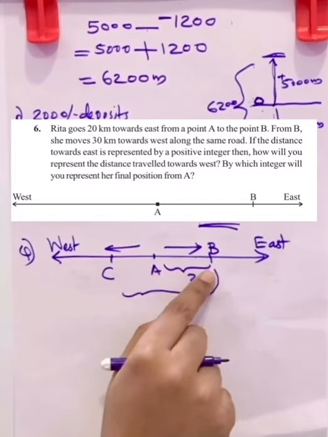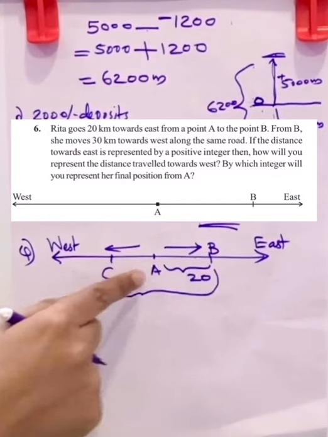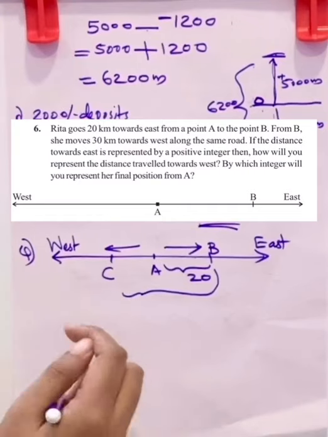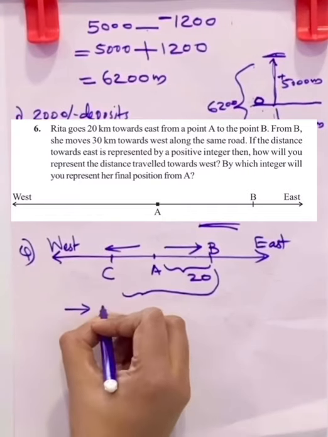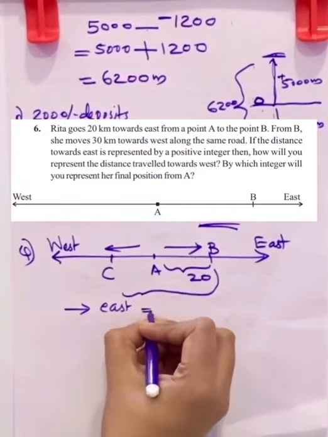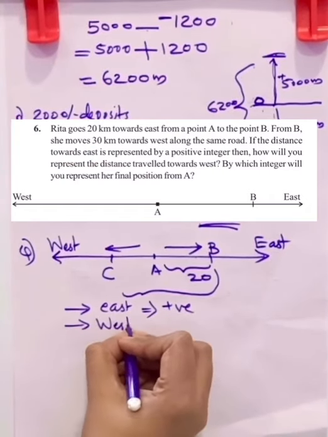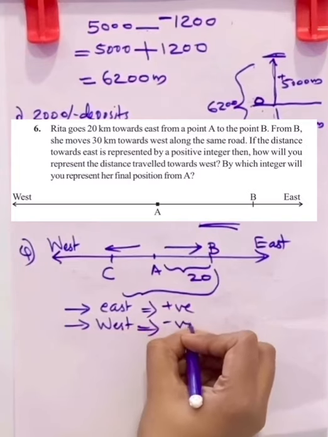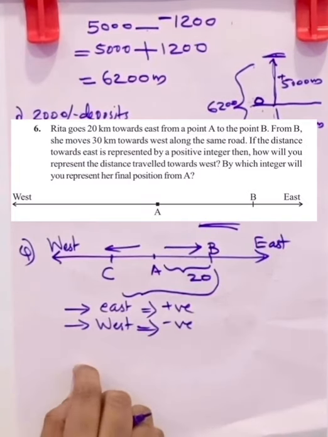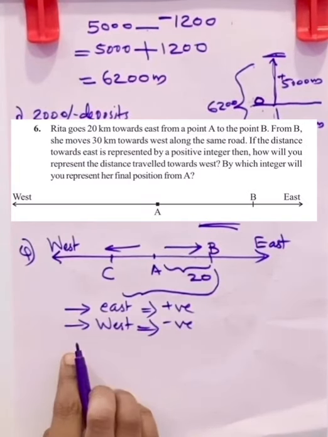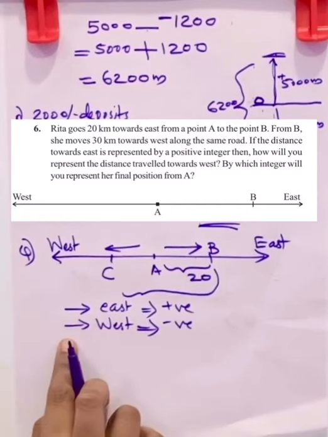This is positive integers and this will be negative integers. So towards east, positive integers. So towards west will be negative integers. Now, how will you represent the distance traveled towards west? That is a negative integer. By which integer will you represent her final position from A?